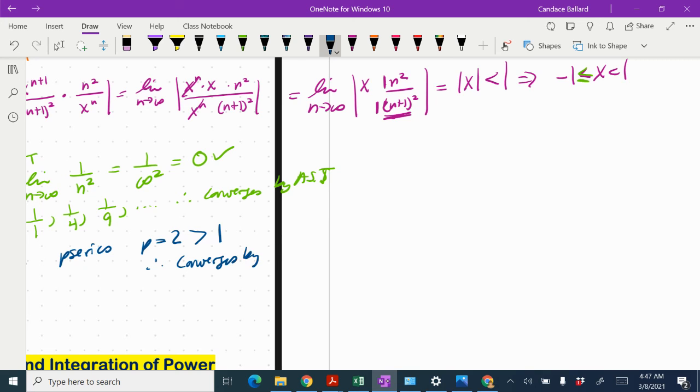Converges by p series. So officially this would also be less than or equal to. So my official interval of convergence would be between -1 and 1, both endpoints included.